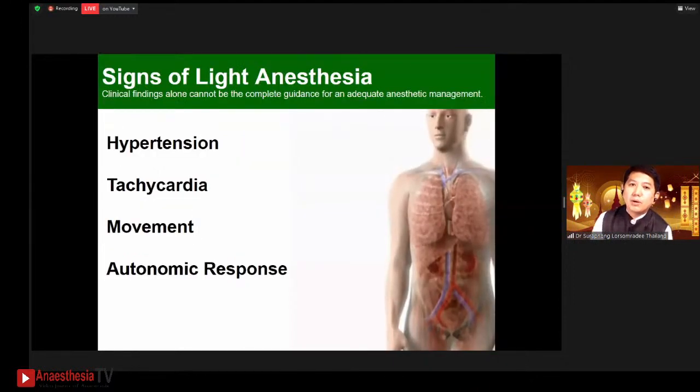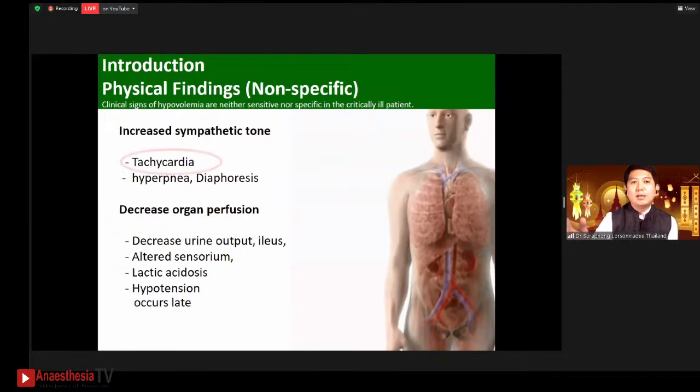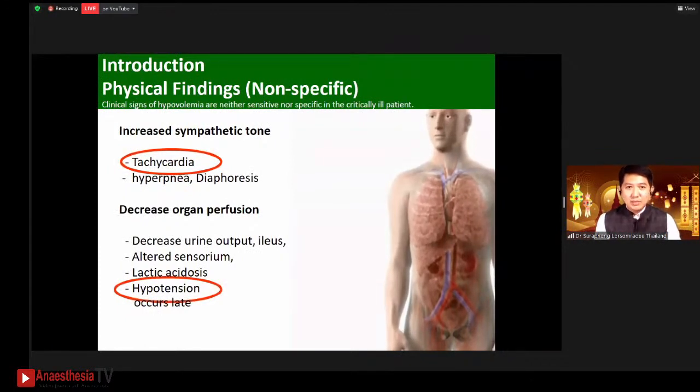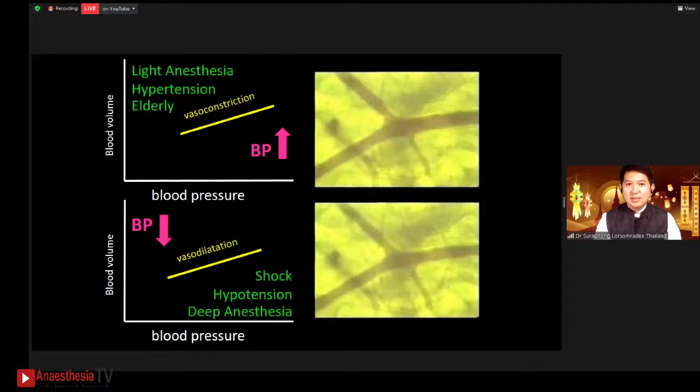For example, we have to make sure that our patient does not have hypertension or tachycardia because of light anesthesia. We have to make sure anesthesia is perfect. And in another case, like some kind of shock, like hypovolemia or septic shock, the patient will have tachycardia and hypotension. That's why we have to make sure, right?